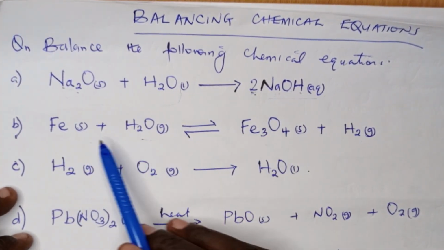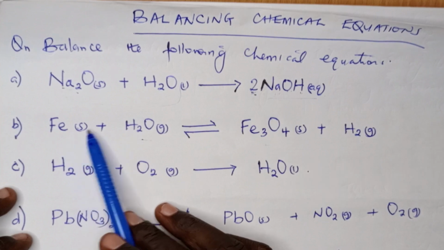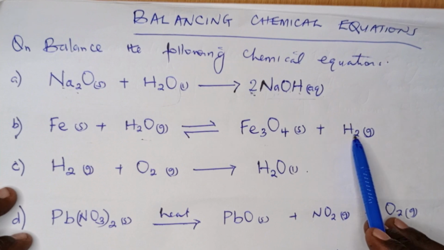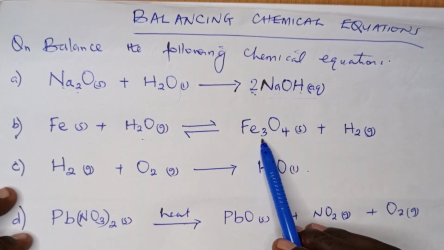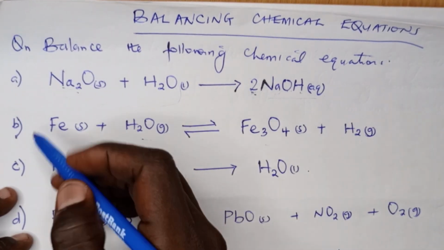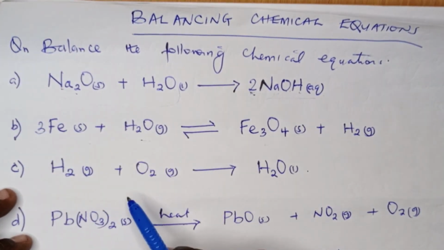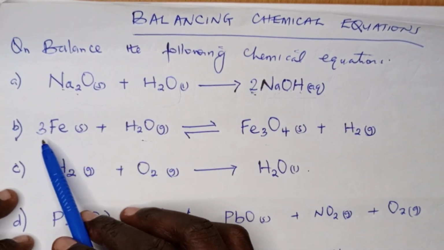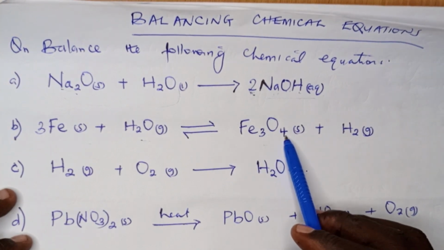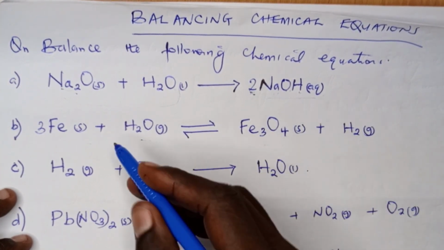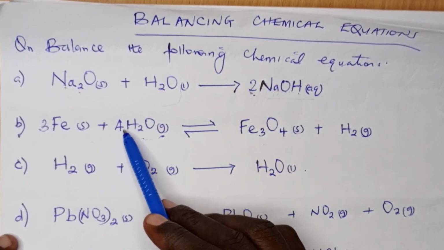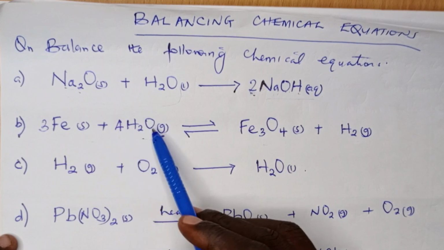Coming to the second one, we're having the reaction between iron and steam, giving us triiron tetraoxide and hydrogen gas. So at the product side, we are having 3 iron atoms, while at the reactant side, we have only 1. So there is a need for us to come and insert here a 3. Again, at the reactant side, we are having 1 oxygen atom, while at the product side, we are having 4. So we need to come and insert here a 4. So by putting a 4 here, we shall have multiplied the number of oxygen atoms here by 4.